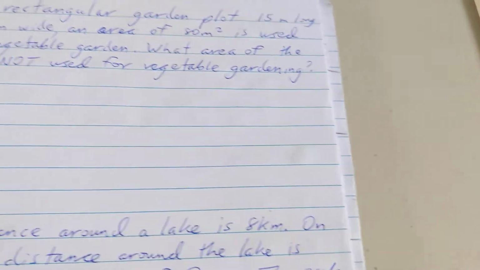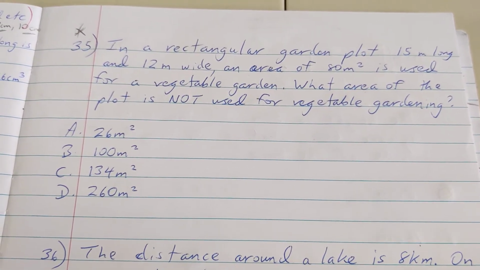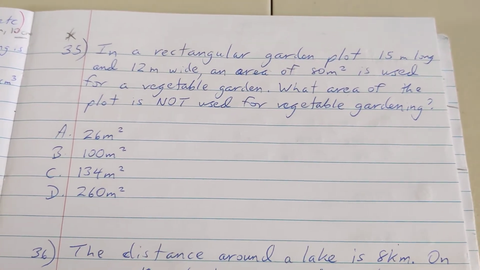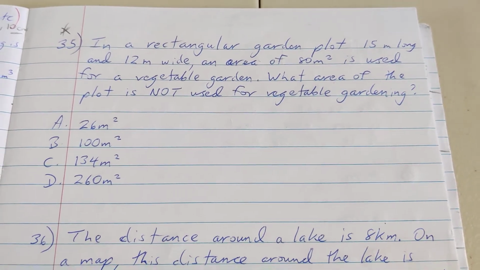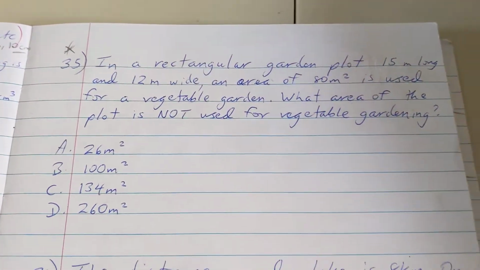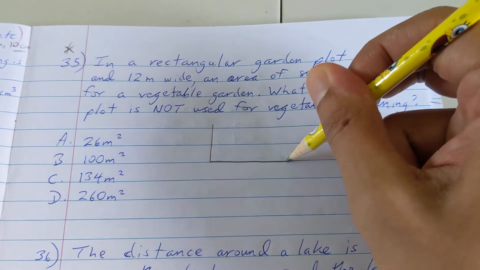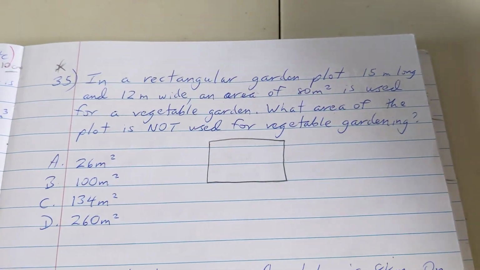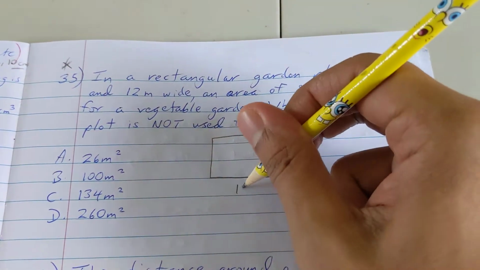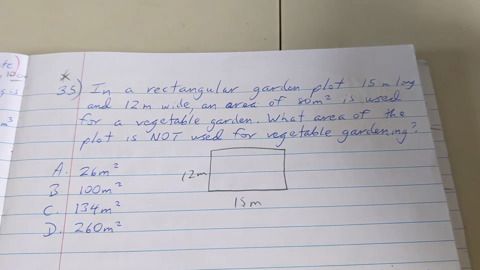So now moving on to the biggest section of this measurement, and this section is area. It takes up the largest chunk of the questions, as you'll notice as we go through them. This is the one from the January 2020 paper, number 35: in a rectangular garden plot. They don't tell me it's a rectangle, so again, they'll give you those little hints along the way about what your diagram's supposed to look like. 15 meters long and 12 meters wide. So that's my rectangular garden plot.